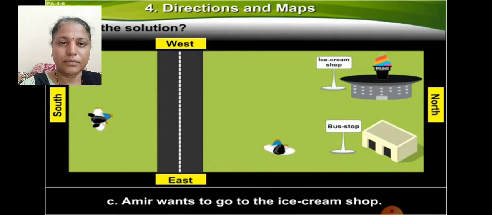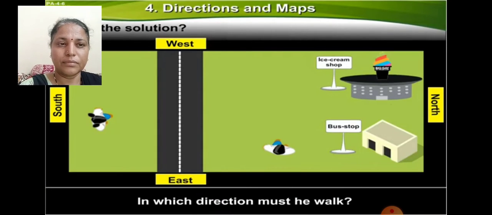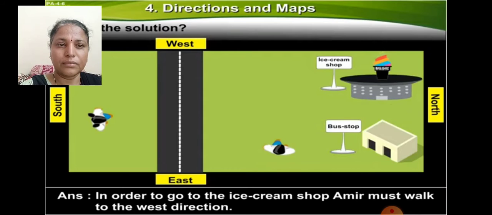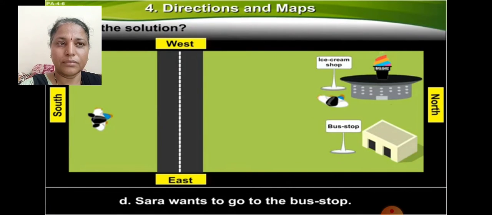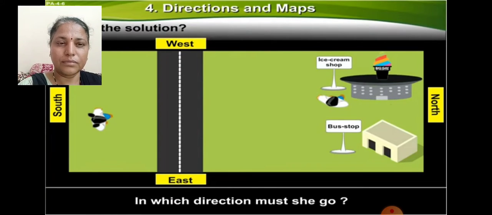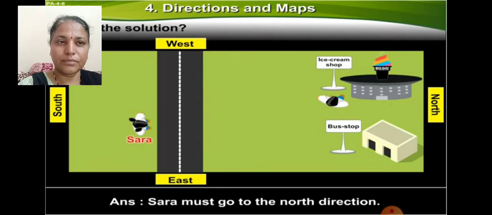C. Amir wants to go to the ice cream shop. In which direction must he walk? In order to go to the ice cream shop, Amir must walk towards the west direction. D. Sarah wants to go to the bus stop. In which direction must she go? Sarah must go to the north direction.